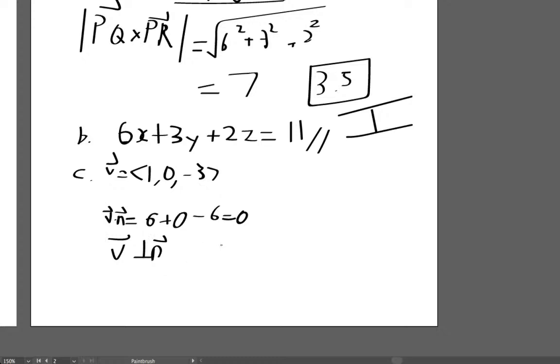So v is perpendicular to n, which means it is parallel to the plane. And that's the answer.